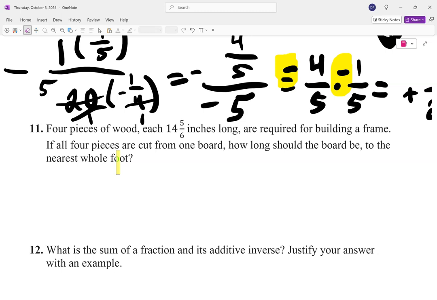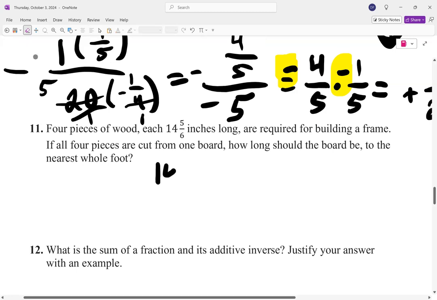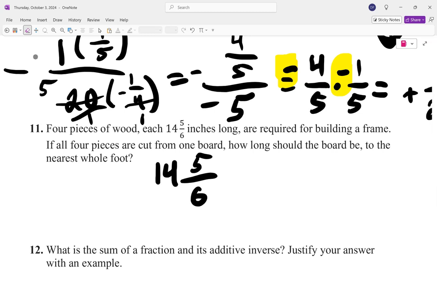Zeus gets lucky. Okay, 4 pieces of wood required. All 4 pieces are cut. How long should the board be? So we're going to do what? Add, subtract, multiply, or divide. Multiply by what? 4. Okay, so times 4.